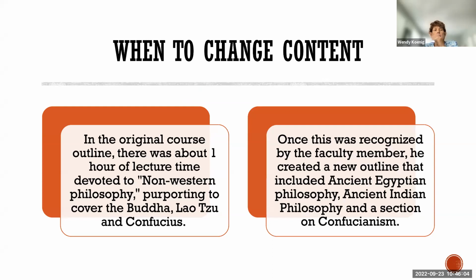So in the original course, there was one hour to cover non-Western philosophy: Buddha, Lao Tzu, Confucius. There's no way. It's a joke, right? I mean, an hour for all those major figures. Not going to happen. So the faculty member said, okay, I'm going to create a new outline. It's going to have ancient Egyptian, ancient Indian, a section on Confucianism. So go forward, please, Tricia.